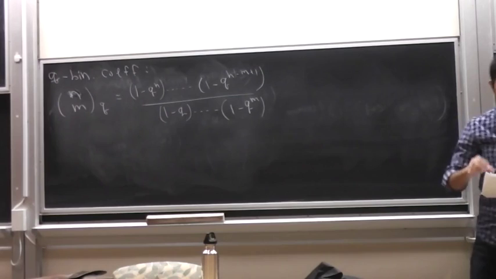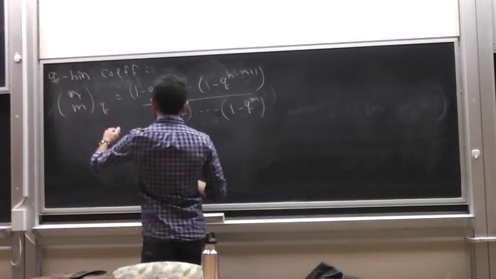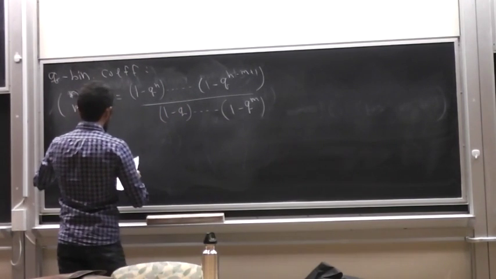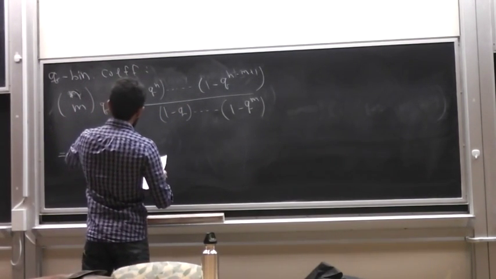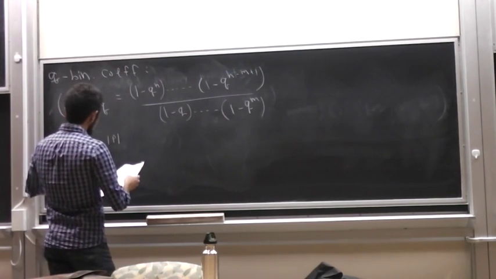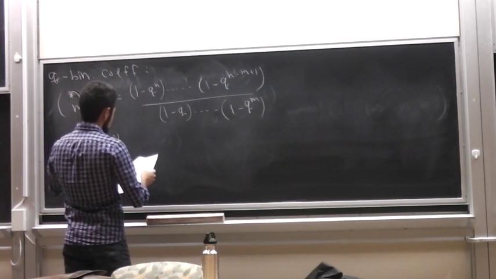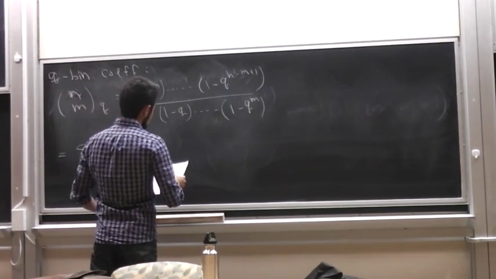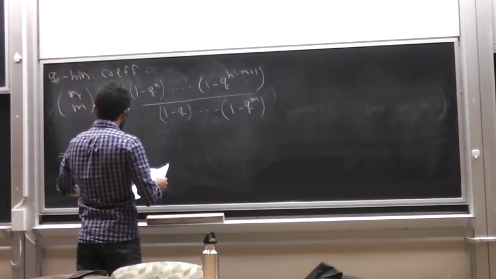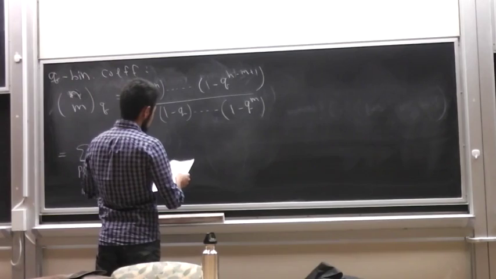And this turns out to be the generating function for a certain set of partitions. So this actually equals the sum of q to the size of the partition, where the partitions range over partitions with less than or equal to m parts, and each of those parts being less than or equal to n minus m.